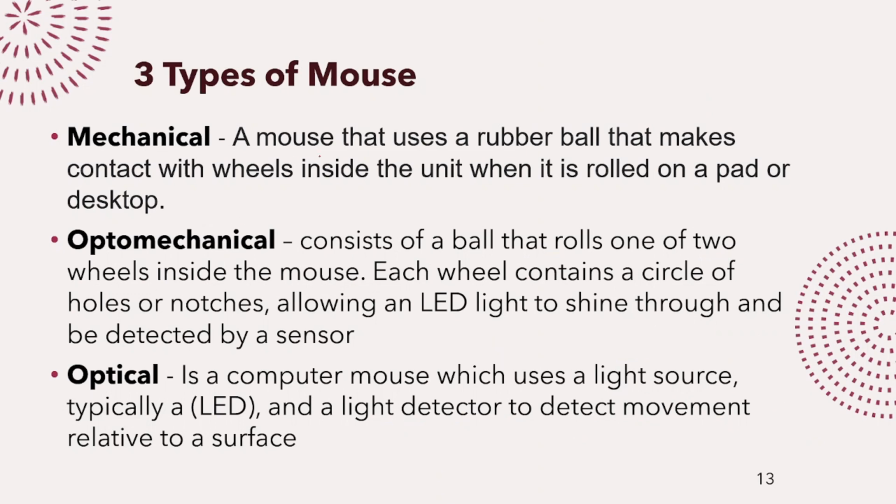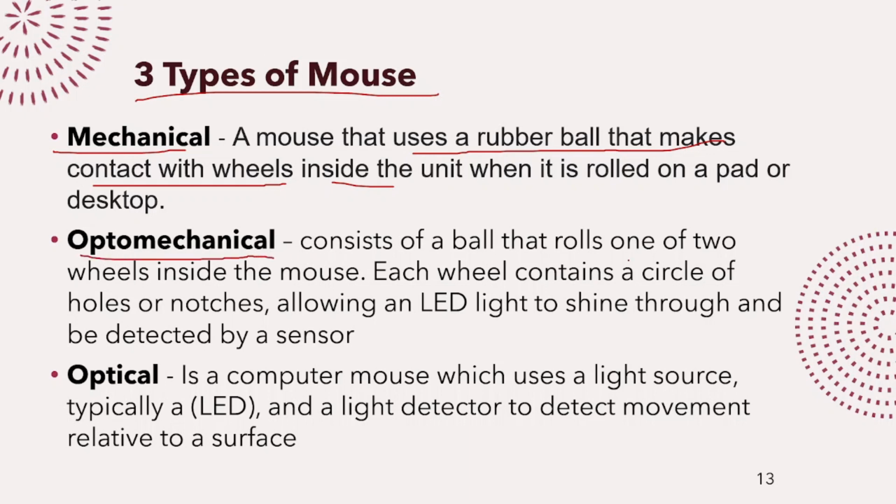Okay, so let's go with the three types of the mouse. We have the mechanical. Mechanical uses a rubber ball that makes contact with the wheels inside. Kumbaga, ito yung pinaka luma, or I mean this is the oldest type of mouse that we can have, and if you have access to any first generation computers or first set of computers, definitely they have a mechanical mouse with it.